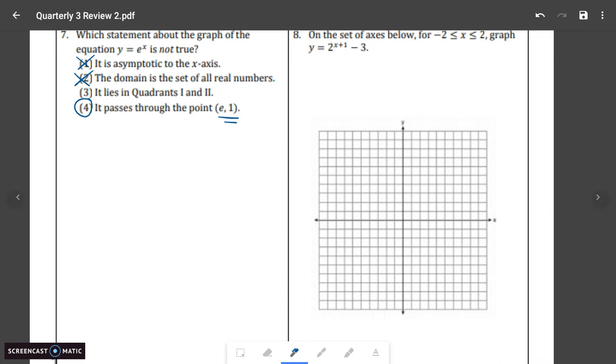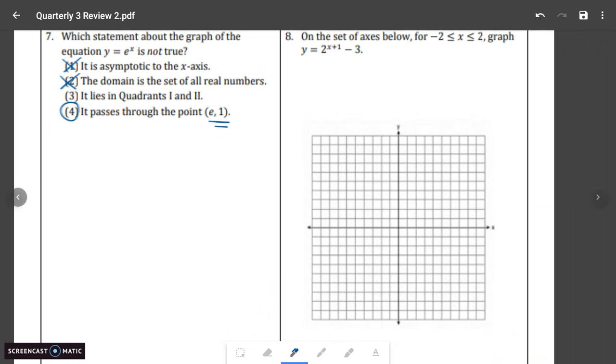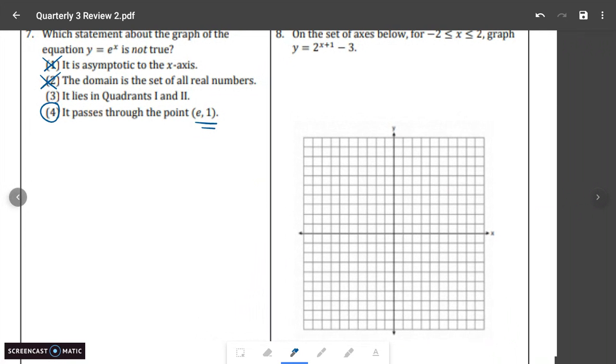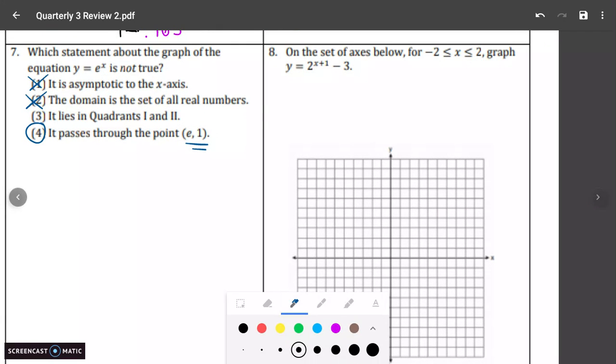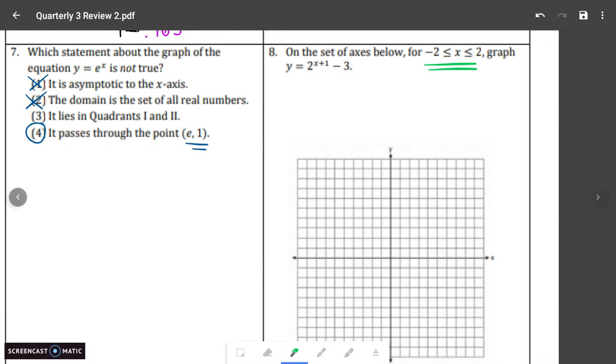Now, I want you to go ahead and plug in 8 into your calculator. Same thing, y equals 2 raised to the x plus 1 minus 3. But when we go to graph it, remember, we only care about these points. There should be no arrows in your graph. So go ahead and pause the video and take a second just to put that in your calculator.